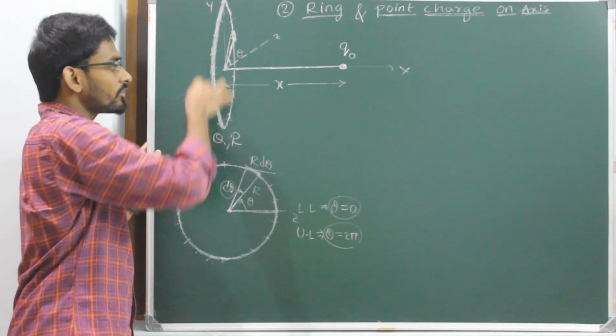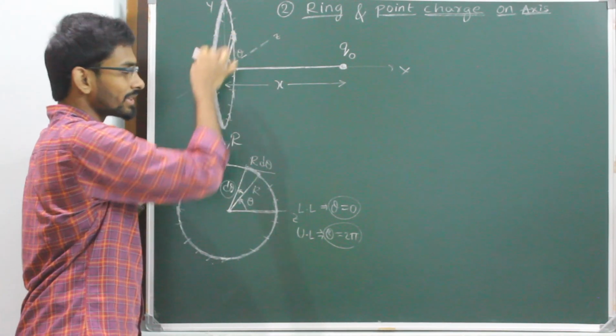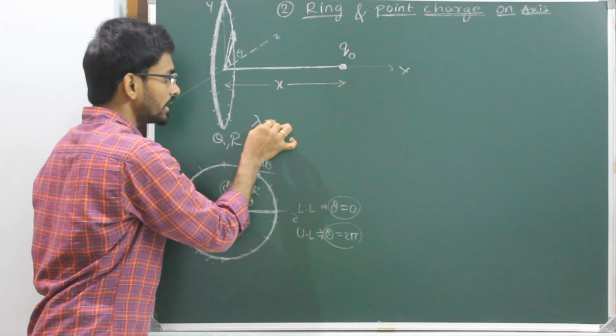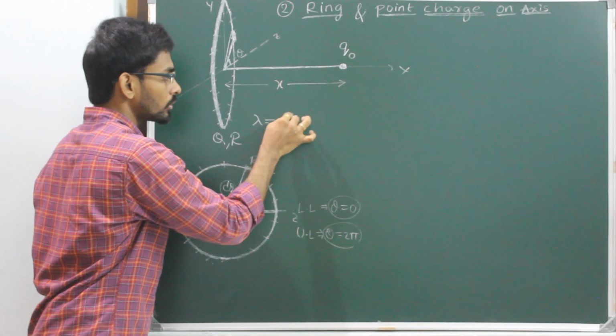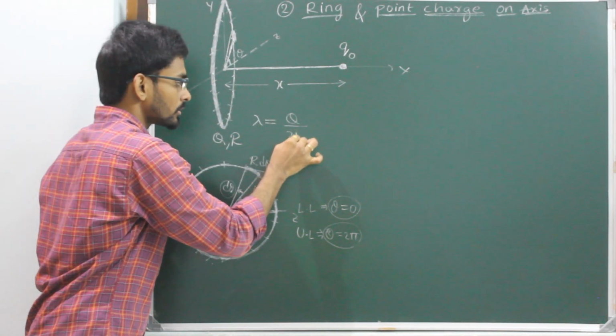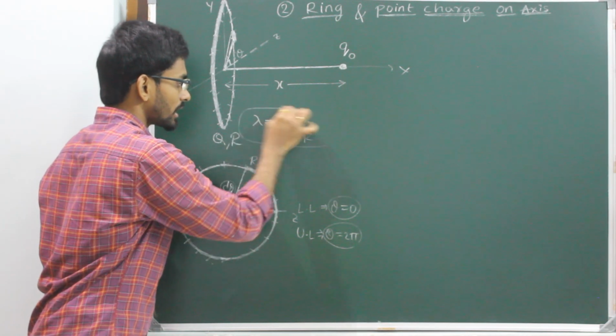And we know the charge distribution is uniform. So here it is a linear charge distribution. So we will define linear charge density. Linear charge density lambda will be equal to charge by total length. Total length of the ring is 2 pi r. So this is a linear charge distribution.